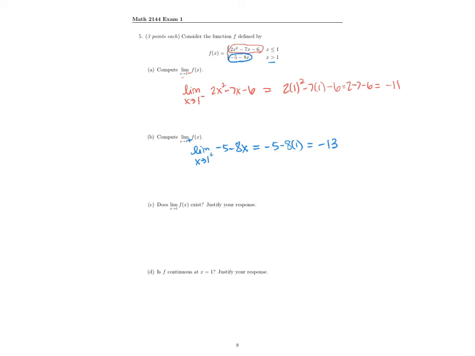Then the question, does the two-sided limit exist? And so the answer is no, because the left and right hand limits are not the same. So for the limit to exist, the left and right hand limits need to be the same.